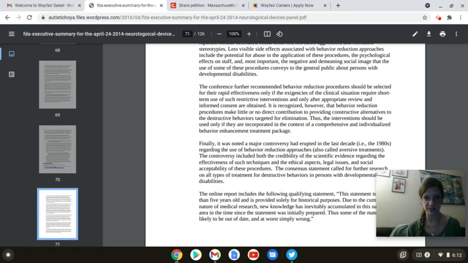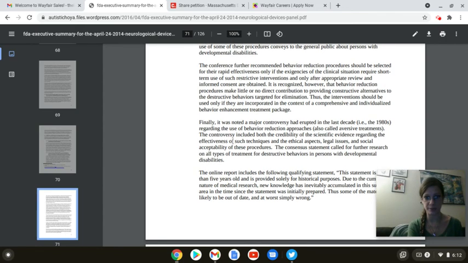It is recognized, however, that behavior reduction procedures make little to no direct contribution of providing constructive alternatives to the destructive behaviors targeted for the elimination. Thus, the intervention should be used only if they are incorporated in the context of a comprehensive and individualized behavior enhancement treatment package.